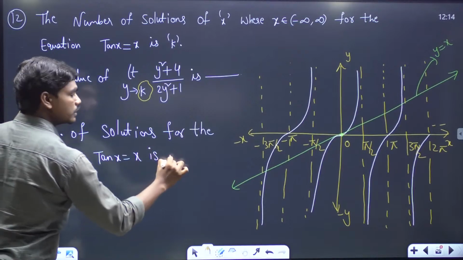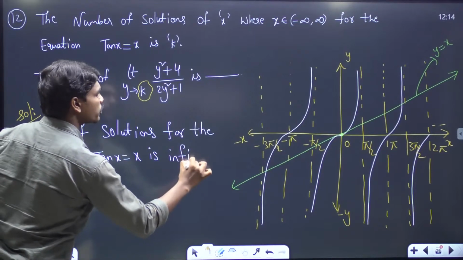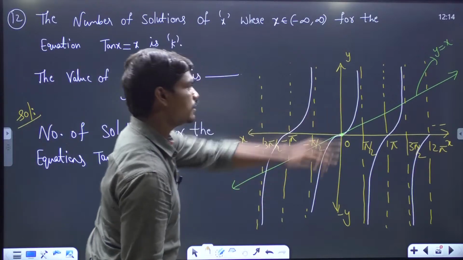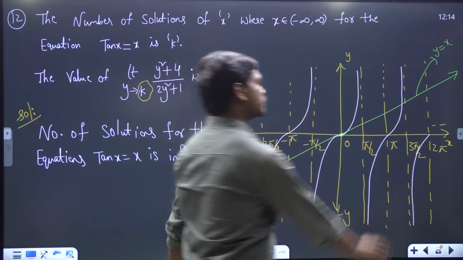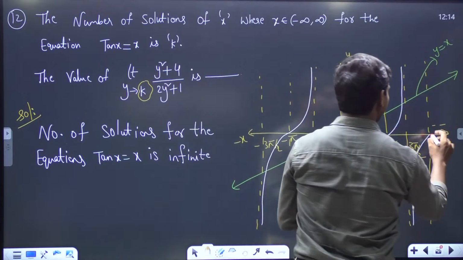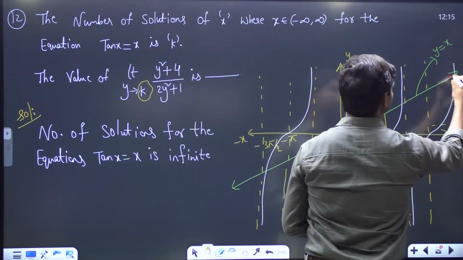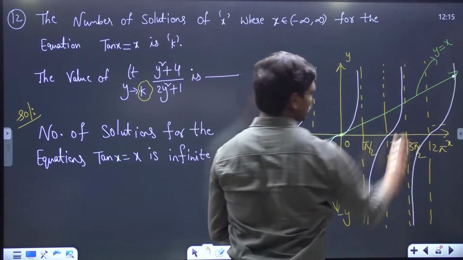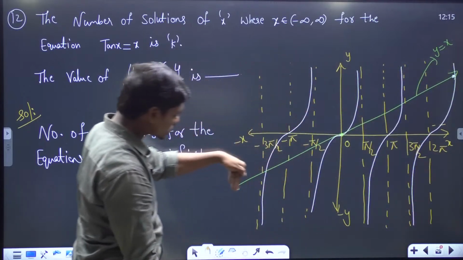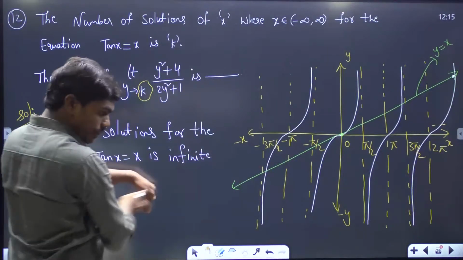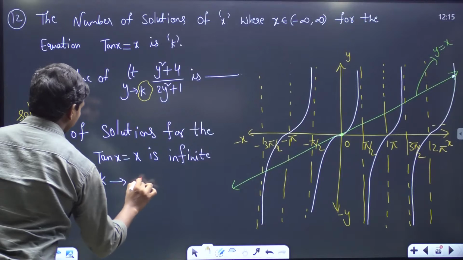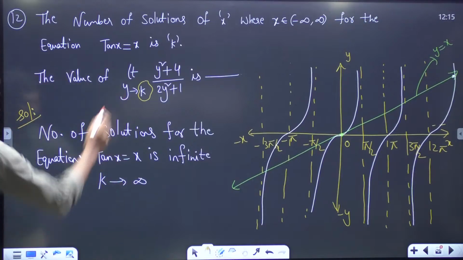is infinite. See, on the board you can see only some. How many solutions can you see on the board? 1, 2, 3 solutions. But practically, what happens when this tan x gets extended like this? Again you will see one solution, and again in the next loop one more solution, and again in the next loop one more solution. So if this goes on like this, you see this line coming and intersecting all these curves, which means this k tends to infinity.